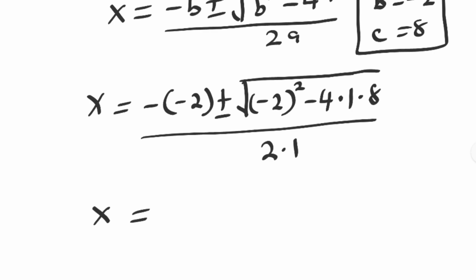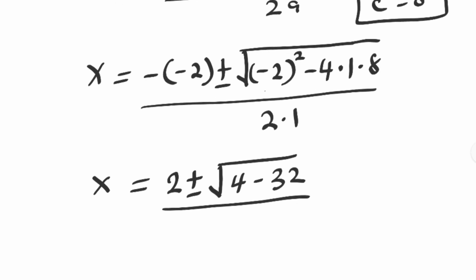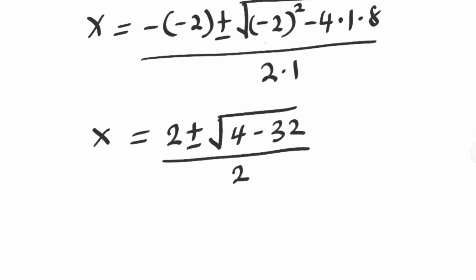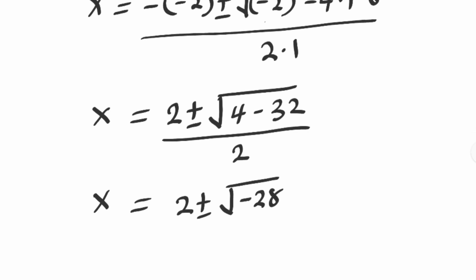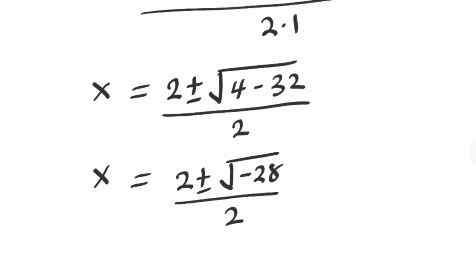x is equal to minus times minus 2. This is 2 plus or minus square root of minus 2 squared. That is 4 minus 4 times 1 times 8. That is minus 32 over 2 multiplied by 1, 2. x is equal to 2 plus or minus square root of 4 minus 32. That is minus 28 over 2.